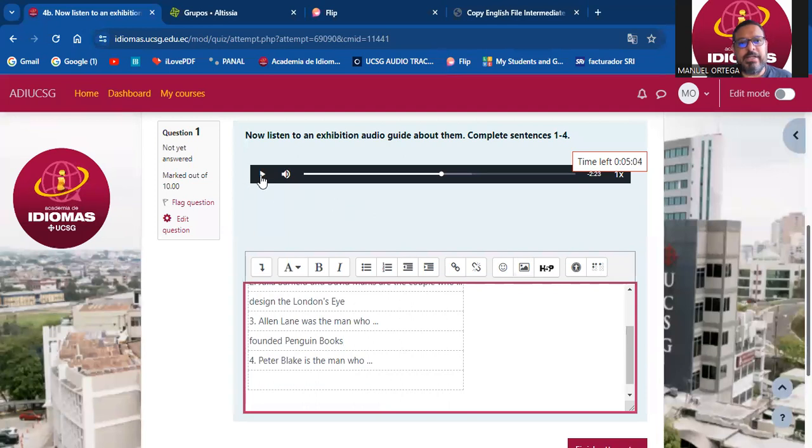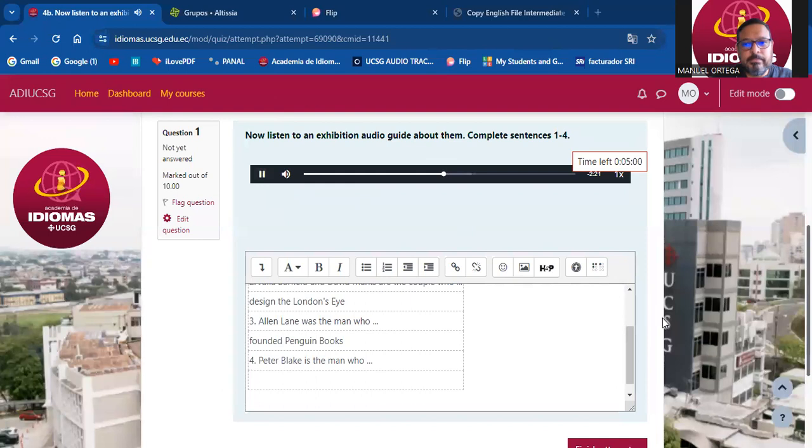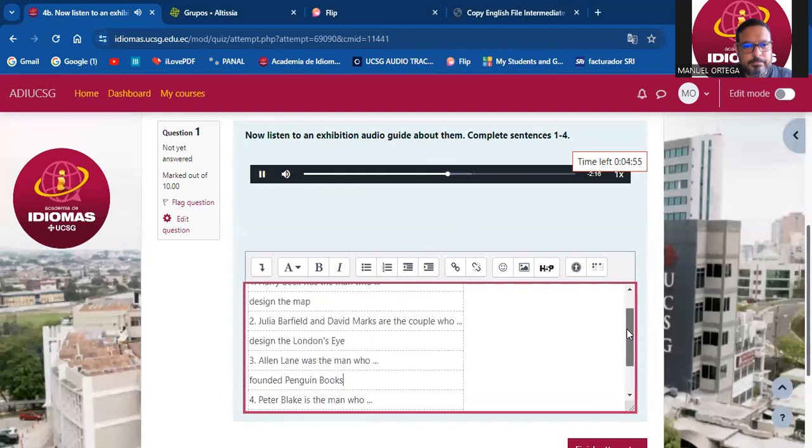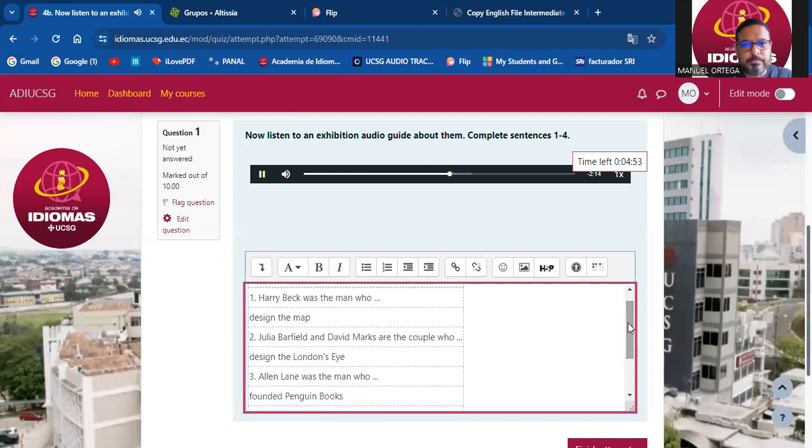And let's listen to the last part of the information. In 1935, he was at a bookstall on a railway platform looking for something to read, but he could only find magazines. He decided that people needed to be able to buy books that were good quality fiction but cheap, and not just in traditional bookshops, but also on railway stations and in chain stores.